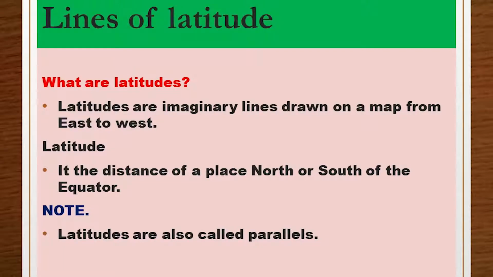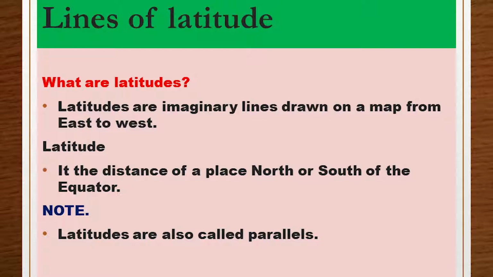So lines of latitude refer to imaginary lines drawn on a map from east to west. Then we have latitude alone as the distance of a place north or south of the equator. As you know, the equator divides the earth into two. So we have the upper part and the part below the equator, each of which is referred to as a hemisphere. We are going to look at that.